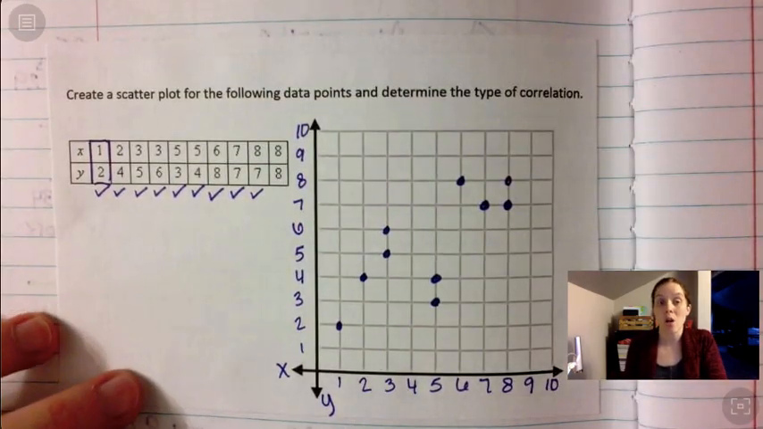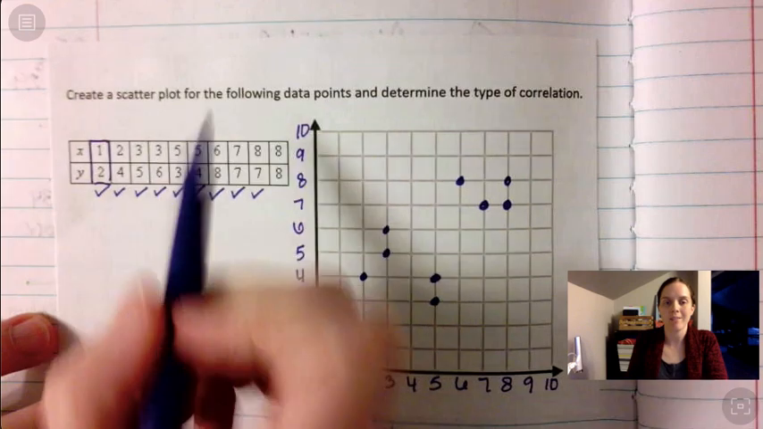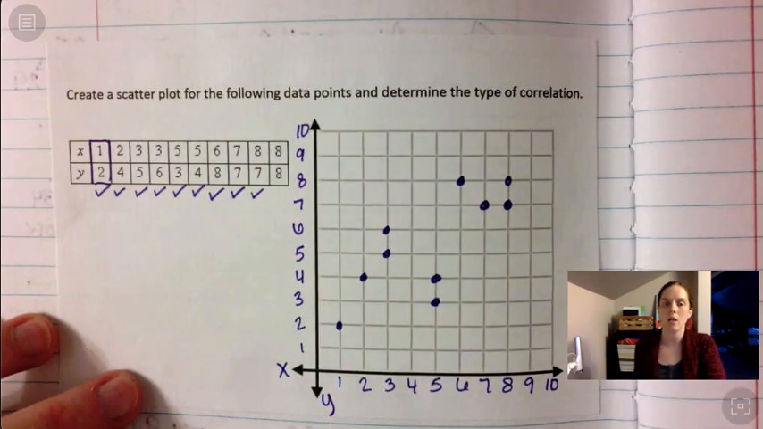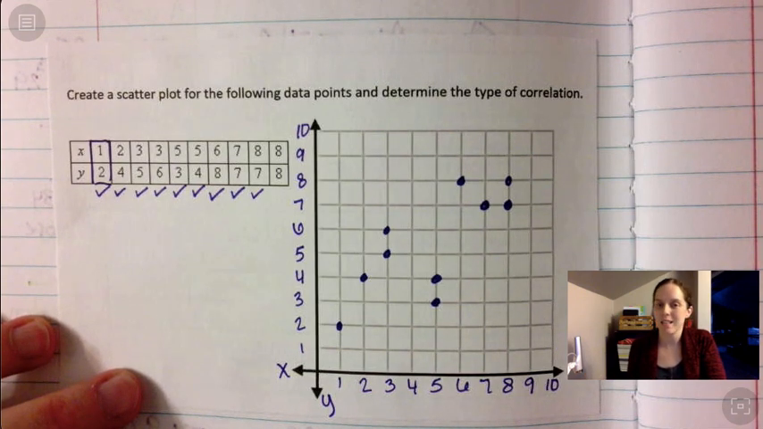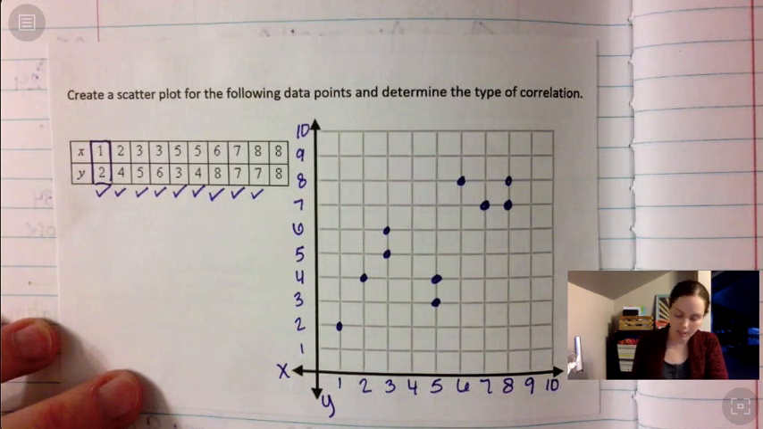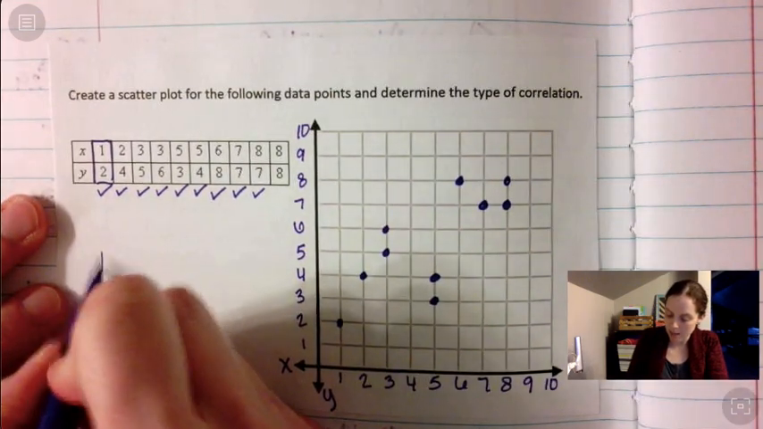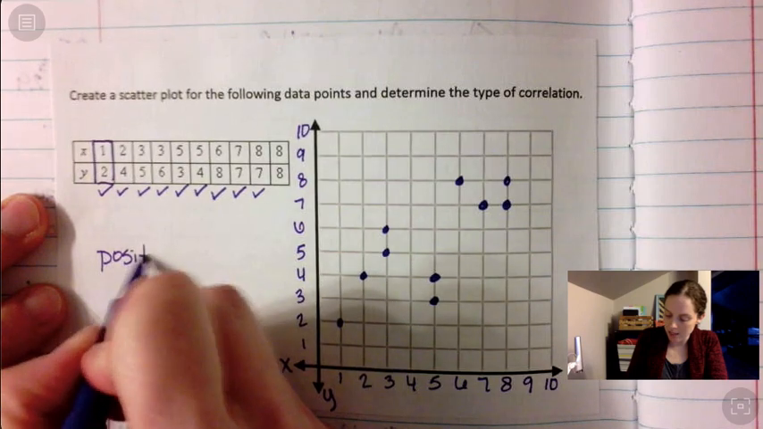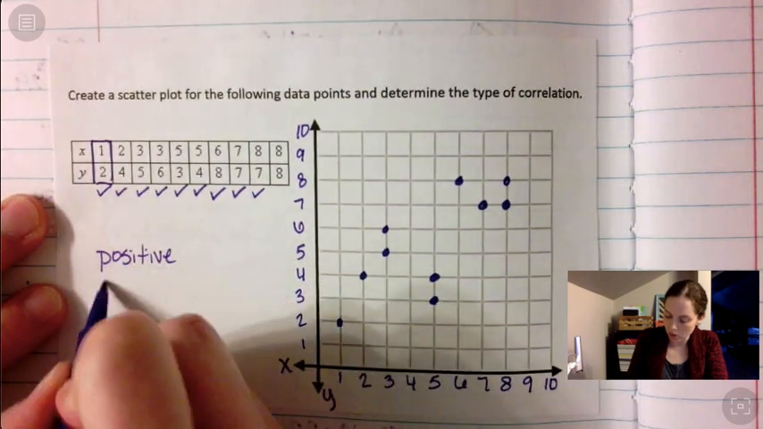Okay, so create a scatter plot, check. We just had to put all those on the graph. And then determine the type of correlation. So is this positive, is it negative, or is there none? Okay, the correct answer is positive. There is a positive correlation.